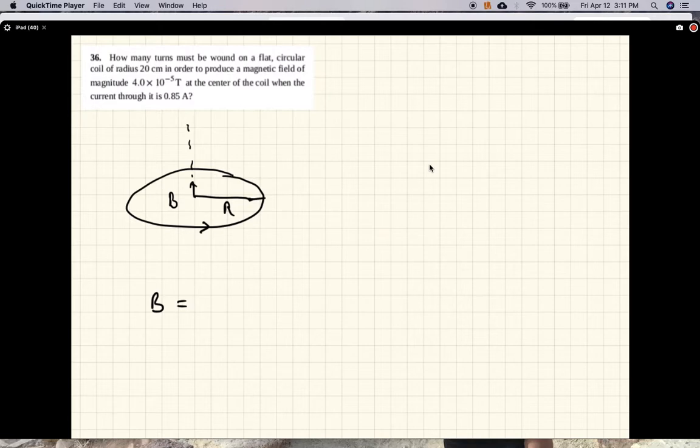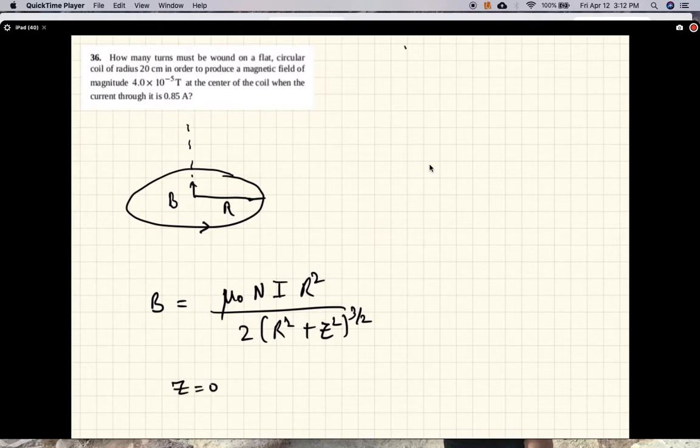Okay, here we go. So B is mu naught N I r squared over 2 times (r squared plus z squared) to the power 3/2. z is the distance along the axis. So for us, z is 0.